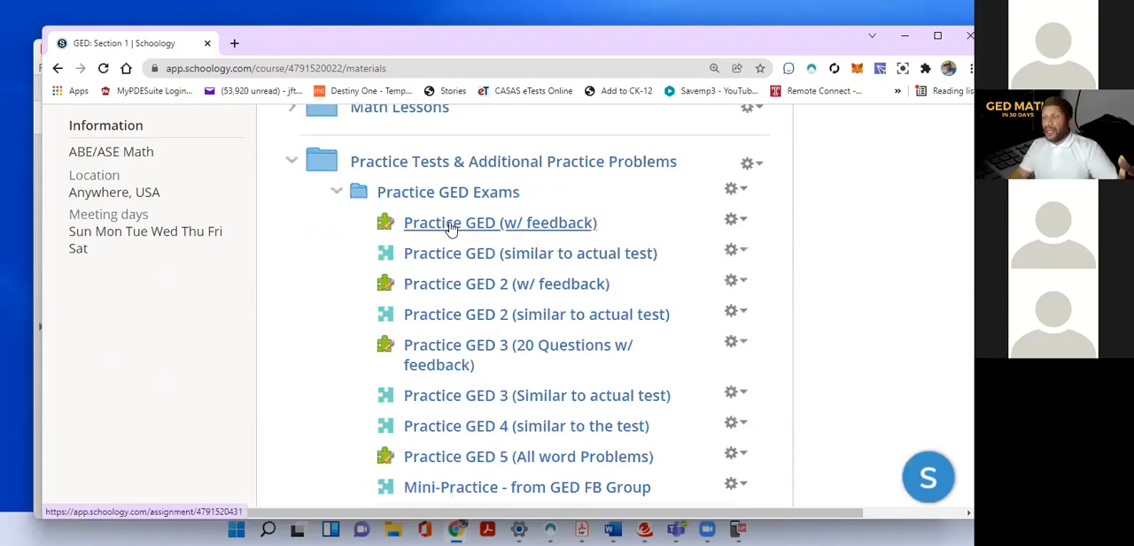So Layla, the one you took yesterday, I hope you felt good about that. That means you're not that far away from taking our exam. But anyway, if you take the one with the feedback and you get it incorrect, it breaks it down. Okay. It tells you how to do it. The other is just like the actual test. You go through it just like the real exam, so you won't know whether it's right or wrong until you finish.